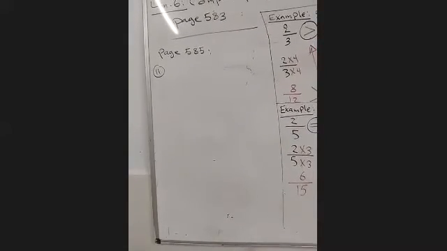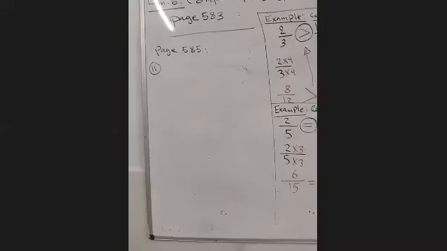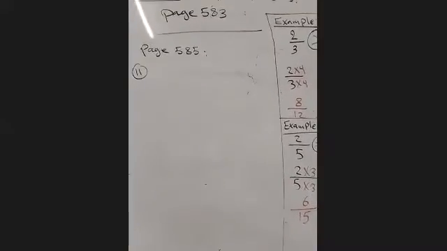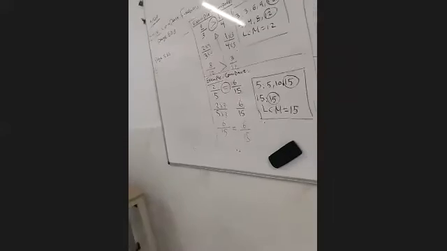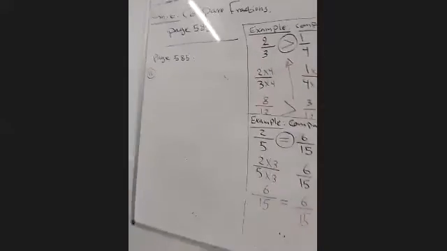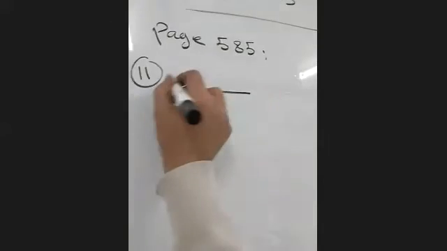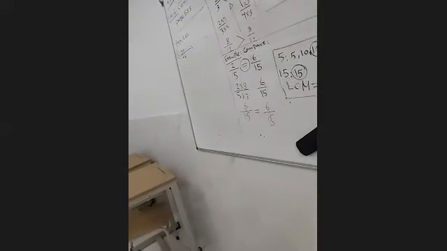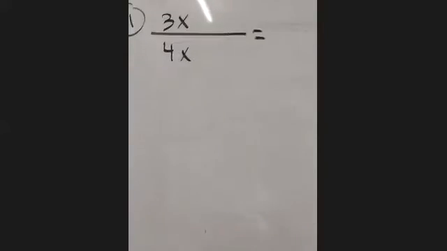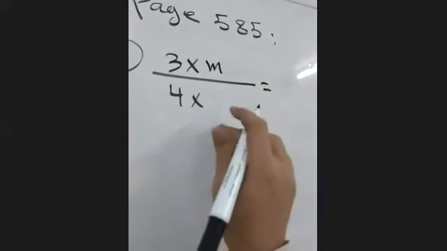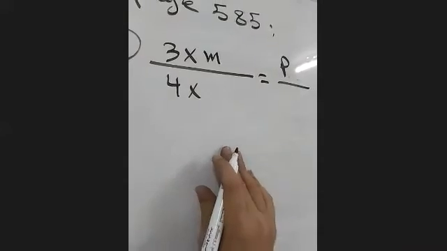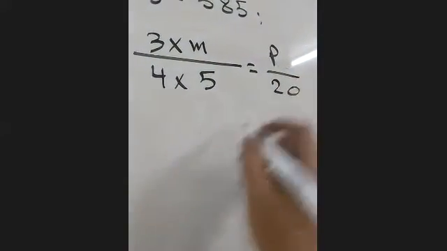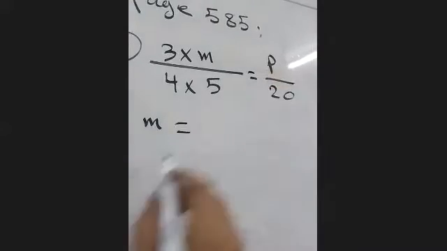Who can help me with question 11? Kinan. Yes, Mr. Read, Kinan. Question 11, what do we have? It's known as the equation that shows equivalent fractions. We have 3 multiplied by m equals p, 4 multiplied by 5 equals 20. We want to find m and what?